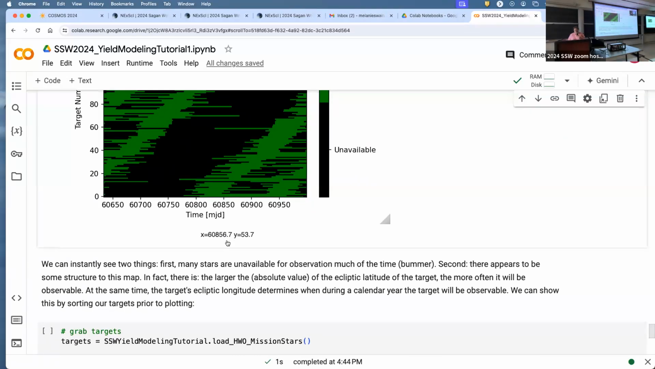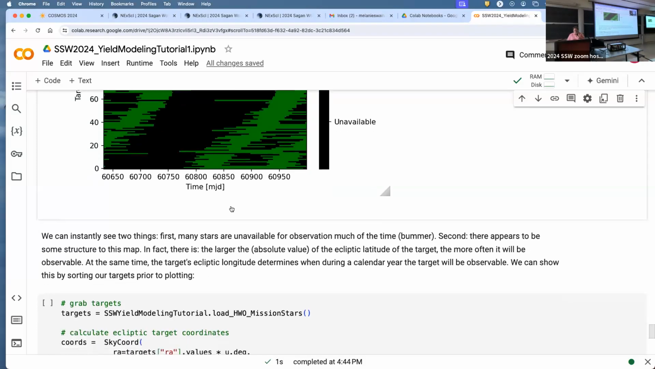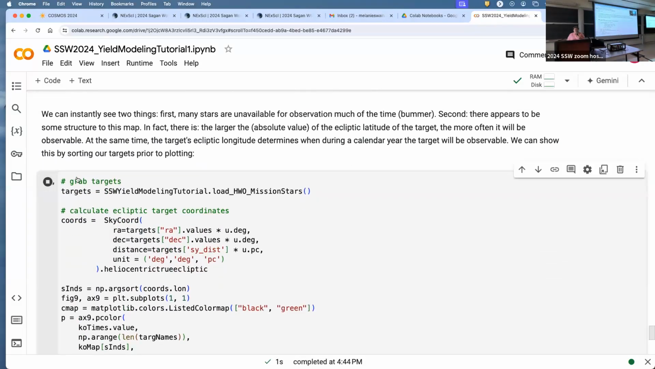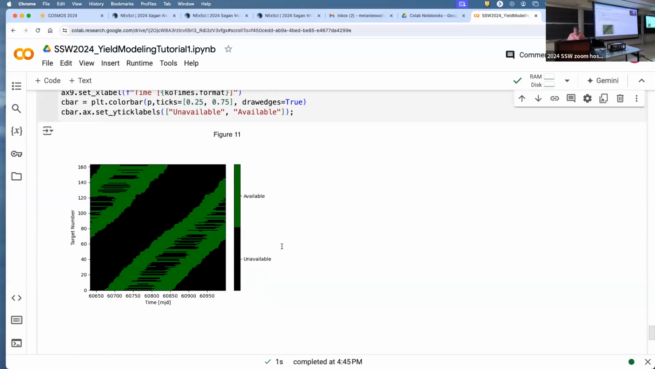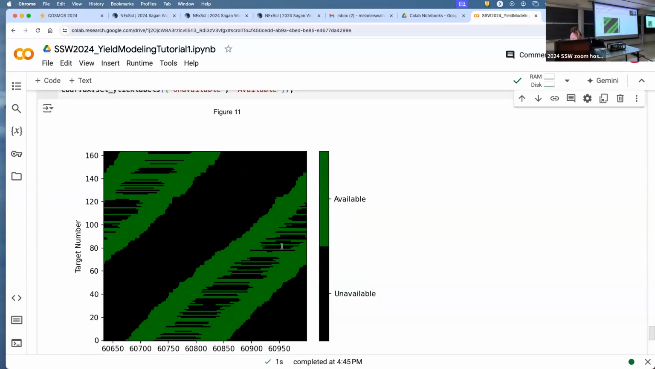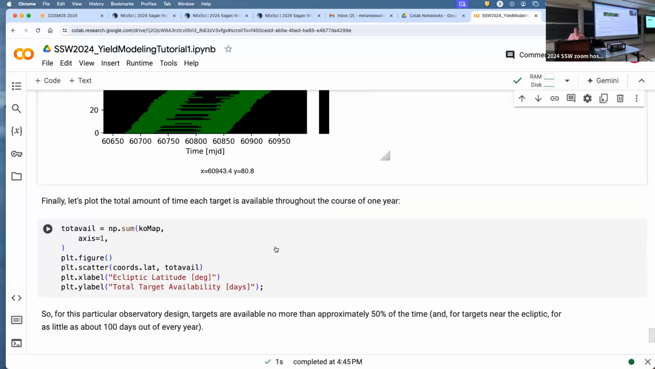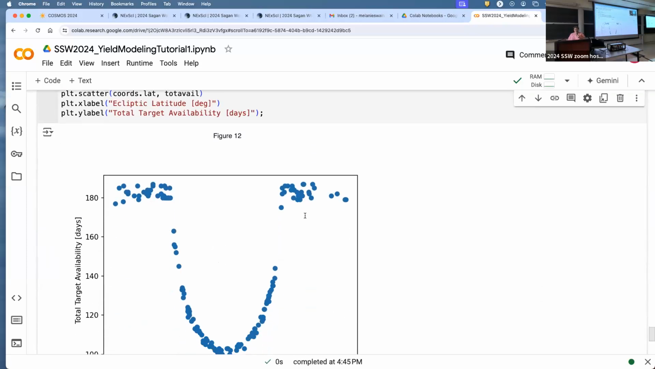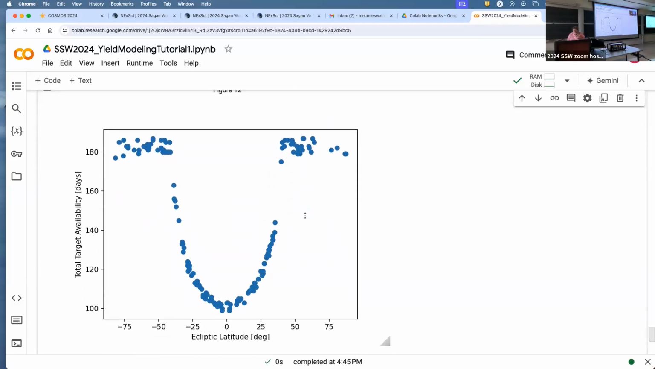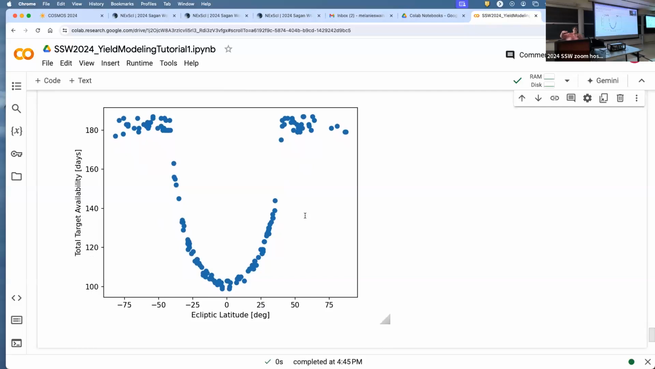And in fact, we can sort that by ecliptic latitude to see what the structure is. We're going to do that, and we reveal this very pretty structure. And then we're going to make a plot over a whole year. So now ecliptic latitude is on the x-axis, and the target availability in days is along the y-axis.